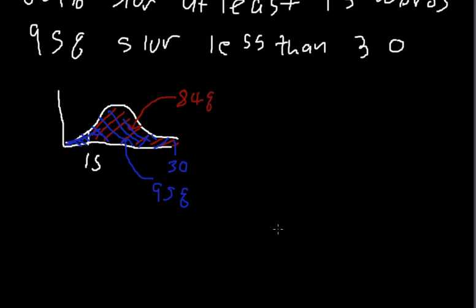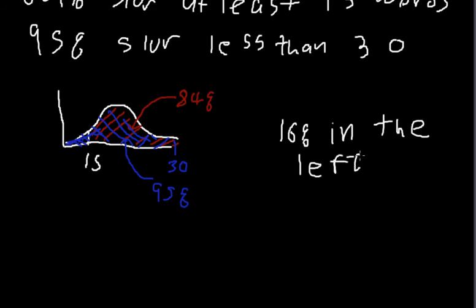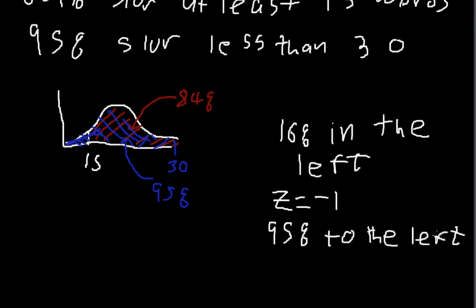Well, note that 84% is 100 minus 16. That means this area over here is 16%, and that corresponds to a z-score of -1. So 16% in the left tail corresponds to z equals -1. And we also know that 95% to the left, which is what we're given for less than 30, corresponds to z equals 2.